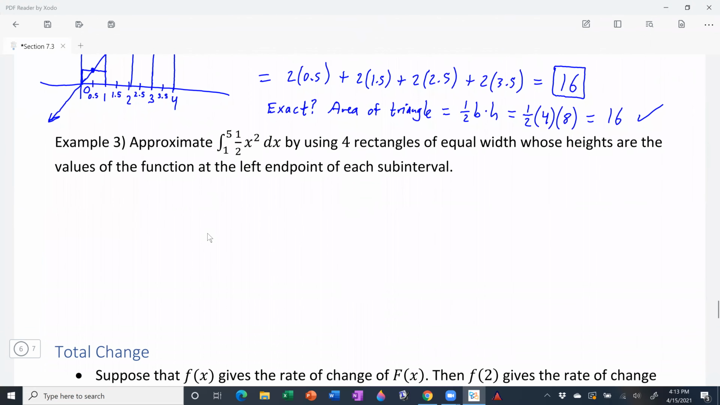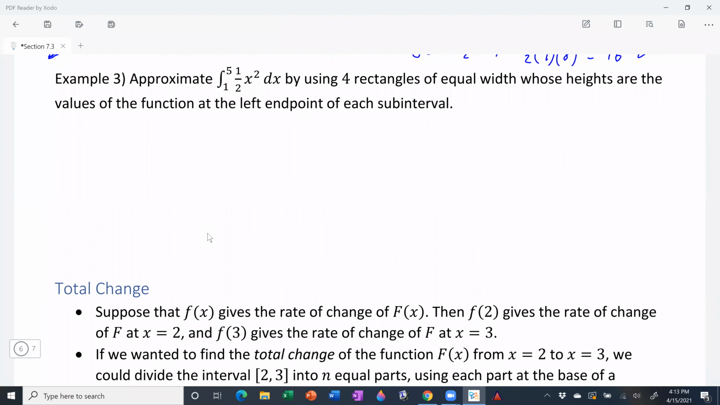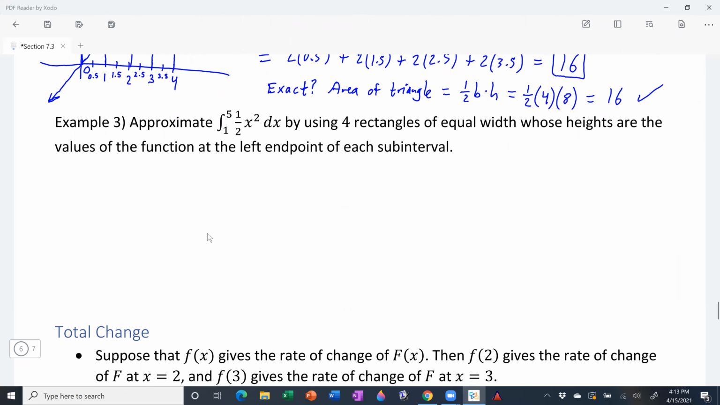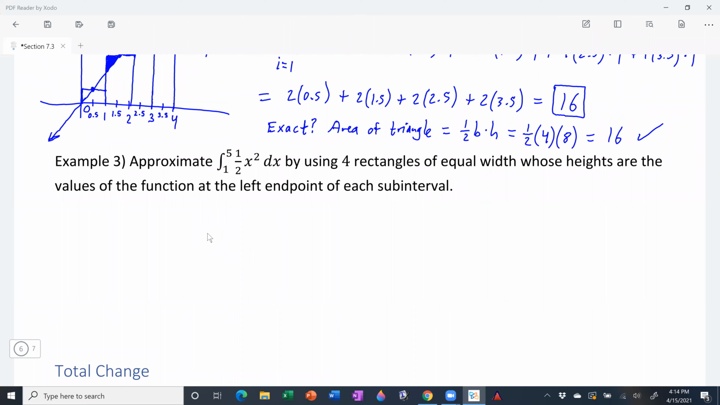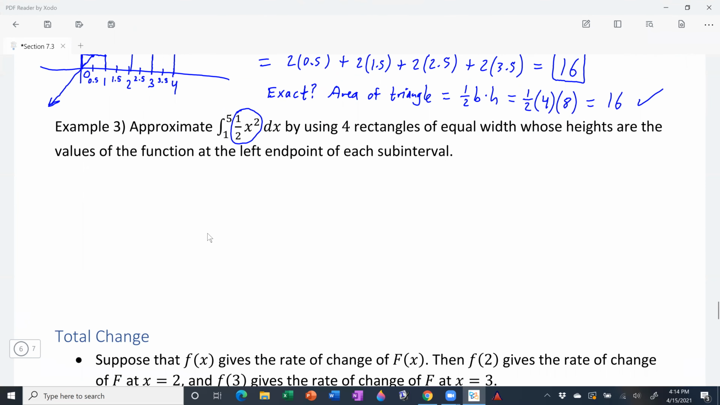Let's try example 3. Approximate the integral from 1 to 5 of 1/2 x squared dx by using 4 rectangles of equal width whose heights are the values at the left endpoint. Definitely got to get a drawing going here, and keep in mind that the part on the inside of the integral right there is the function that we're using. I'll write this down. We're using f of x equals 1/2 x squared.